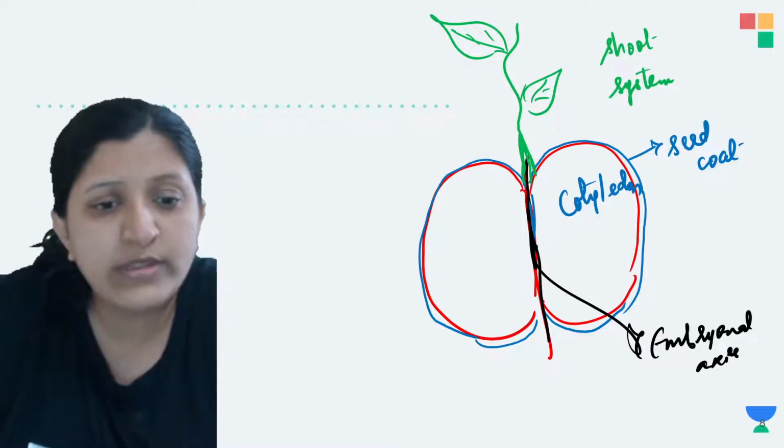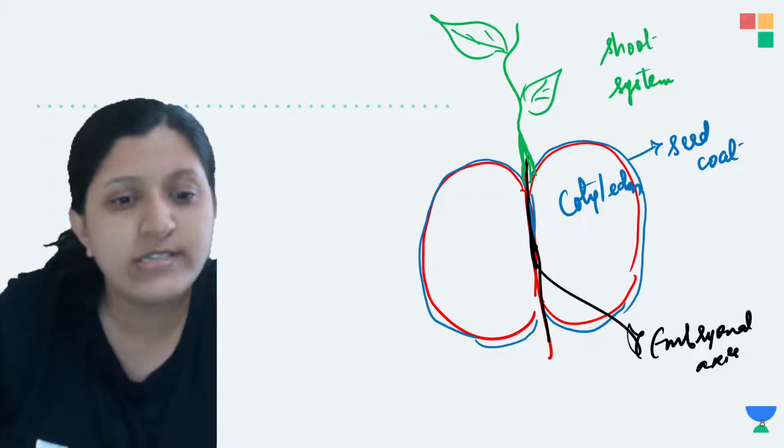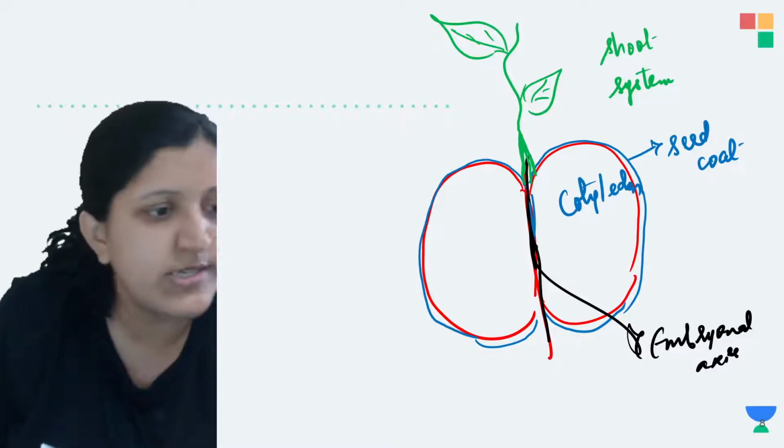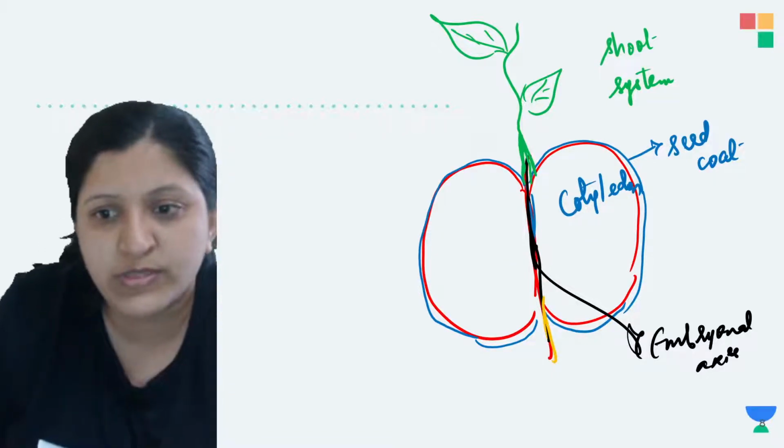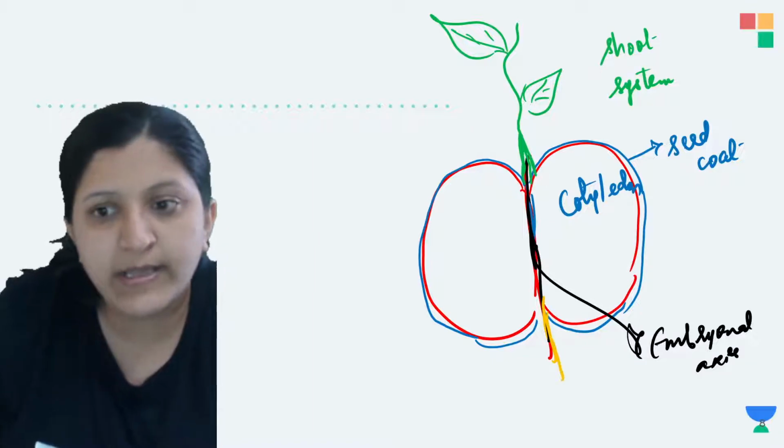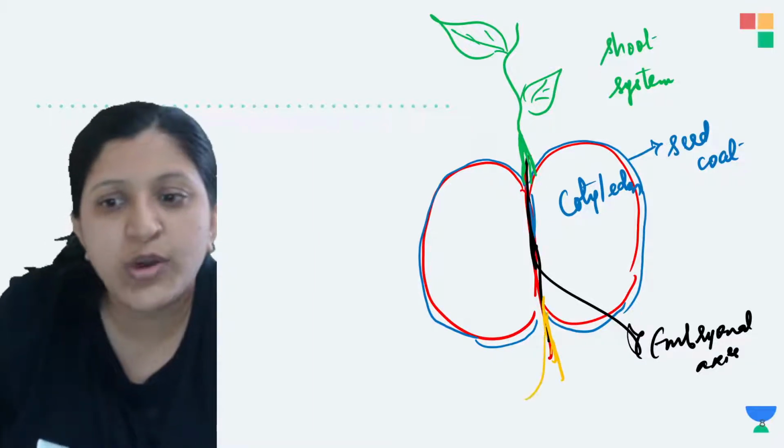One more thing is that there is a root system also. Now this is the radicle. This part that you see is the radicle, which will give rise to the root system.